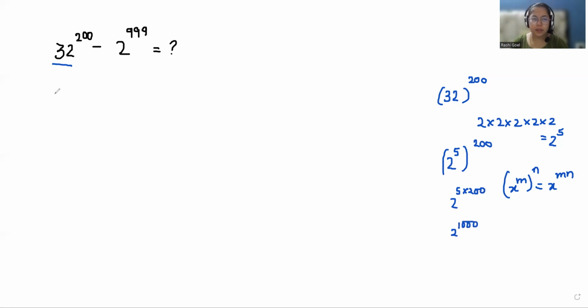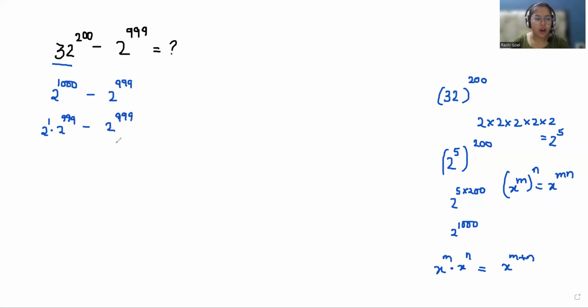So I'm going to replace 32 power 200 with 2 power 1000, minus 2 power 999. So 2 power 1000, I can write as 2 power 1 times 2 power 999, because x power m times x power n is equal to x power m plus n, minus 2 power 999. Now from both the numbers, I can take 2 power 999 as common.